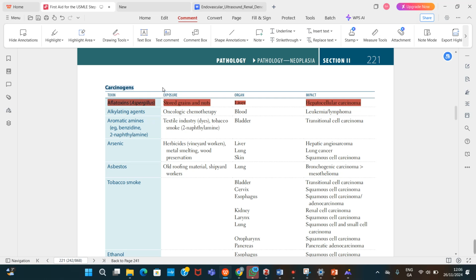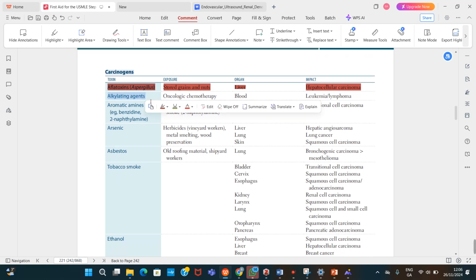And then it inhibits TP53. When there's inhibition of TP53, you cannot have suppression of the G1 to S-phase progression. You have uncontrolled G1 to S-phase progression, leading to hepatocellular carcinoma. There are a lot of causes of hepatocellular carcinoma. Aflatoxin is one of them, and you cannot forget that.